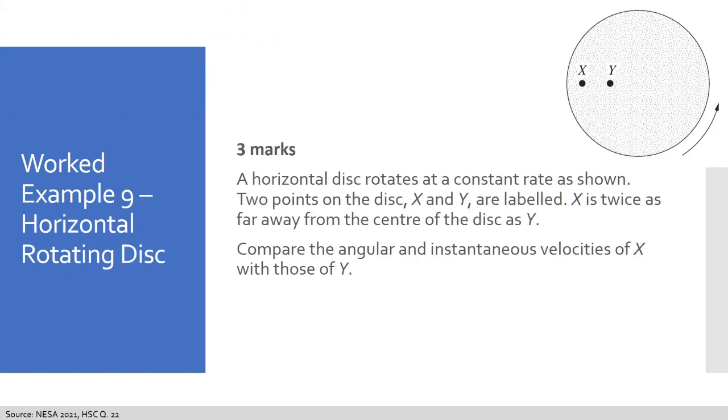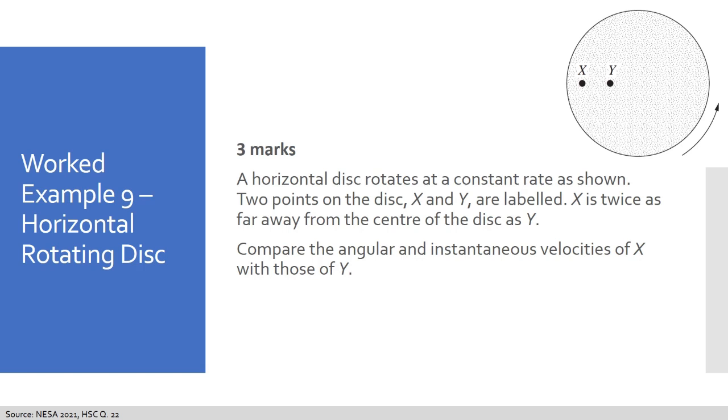Here's a question from a past HSC, and it presented the students with simply a circle with two labelled dots and an arrow showing direction, and that's to represent a horizontal disk that rotates at a constant rate as shown in the diagram. 2 points on the disk, X and Y, are labelled, and the question says that X is twice as far away from the centre of the disk as Y, and the students are required to compare the angular and instantaneous velocities of X with those of Y.